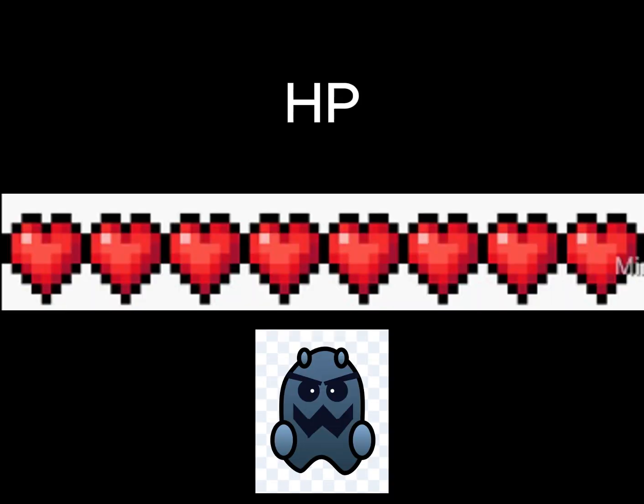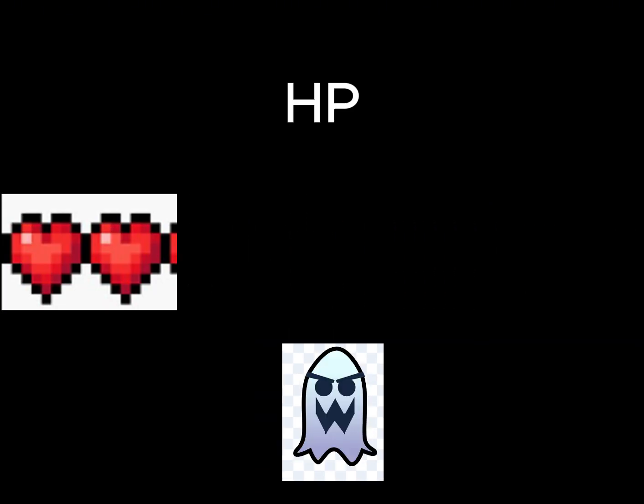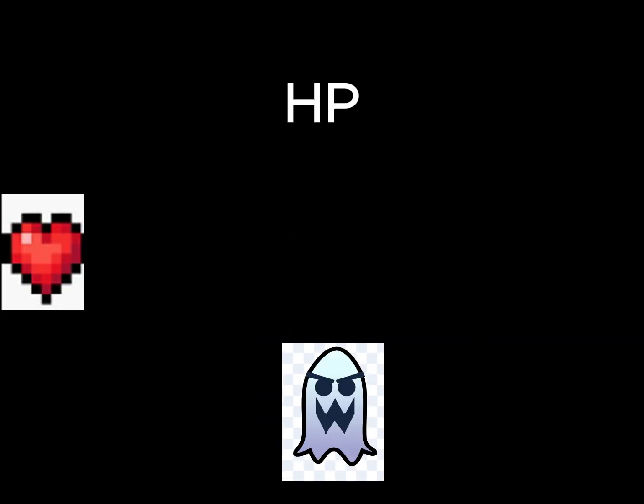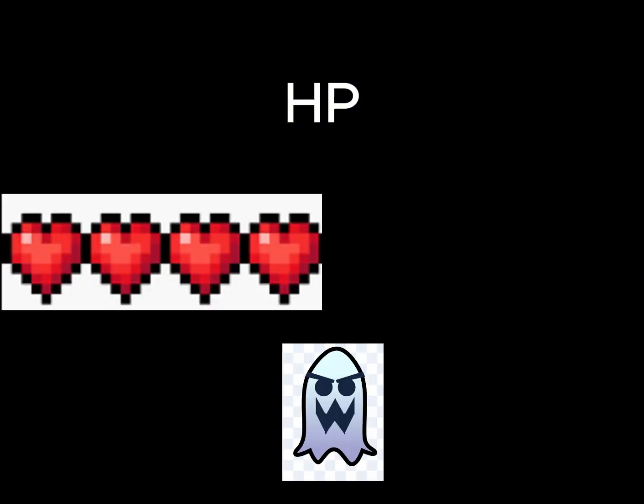HP is how much health each ghost has. So if you dealt 2 damage to it every second and it had 3 HP, it'd take 2 seconds to kill. Same for if it had 4 HP.